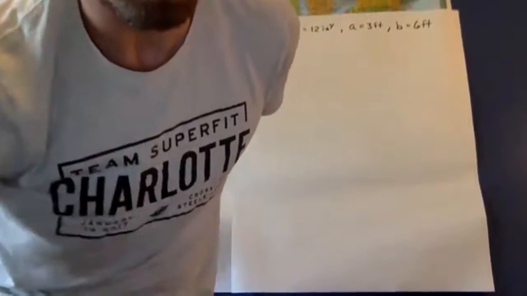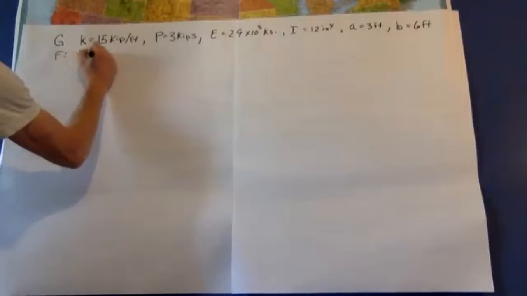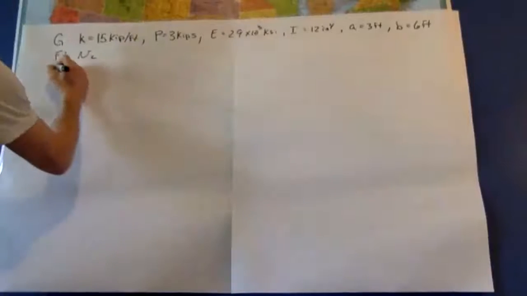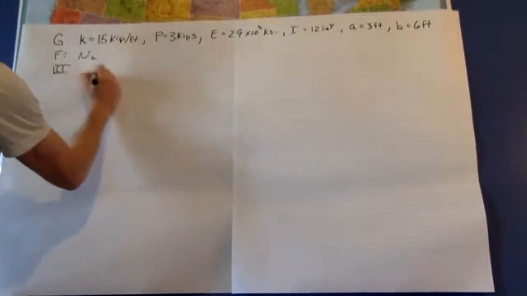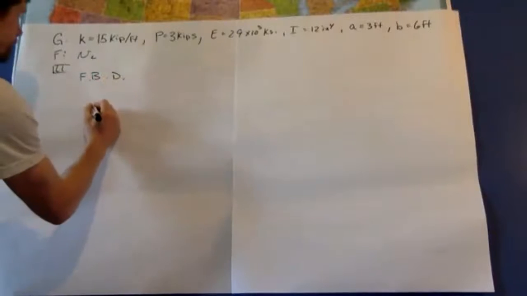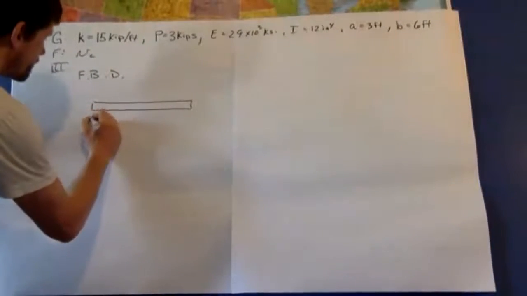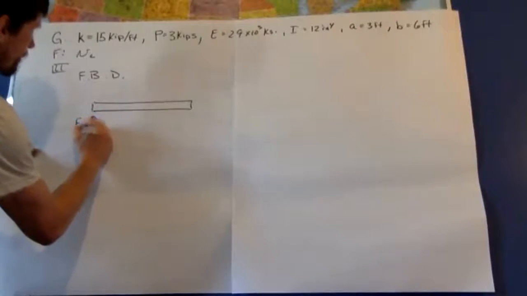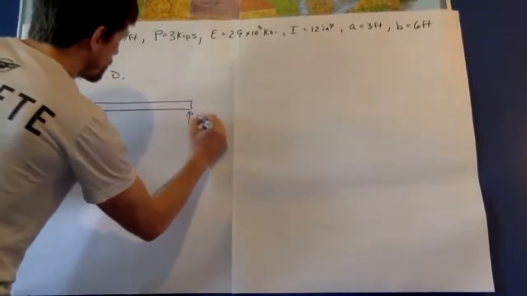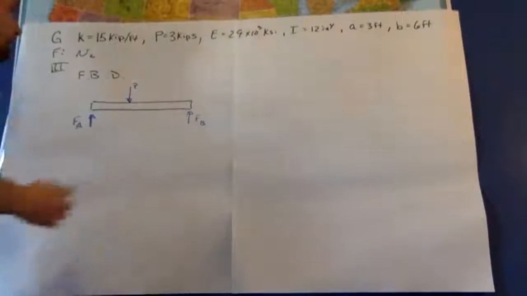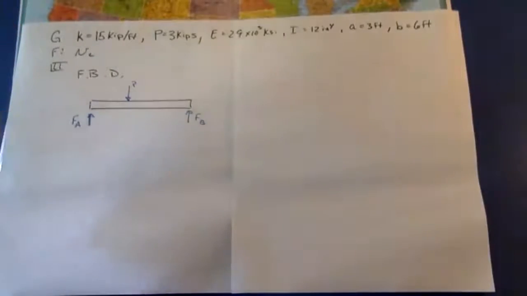If we keep going, let's look at what we're trying to find. We're trying to find VC, the displacement at C. So first and foremost, we're going to do a free body diagram of this. And we have force A here, force B here. And then we have this P here.